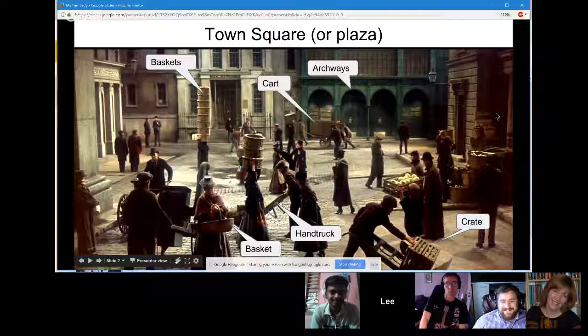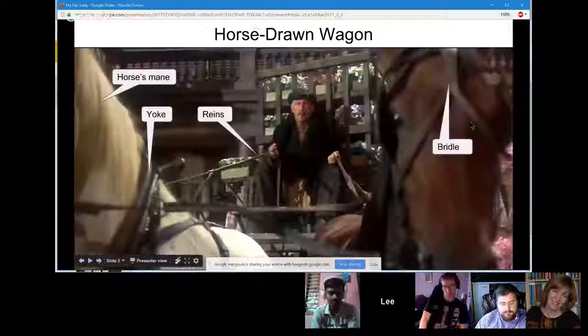Okay, let's go to the next one then. A cart has 2 wheels or 4 wheels, but a cart is pulled. A hand truck is usually pushed.